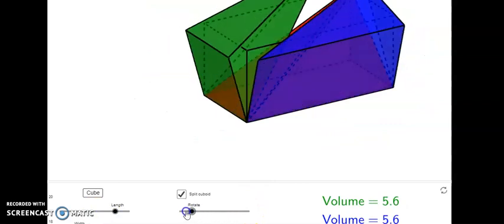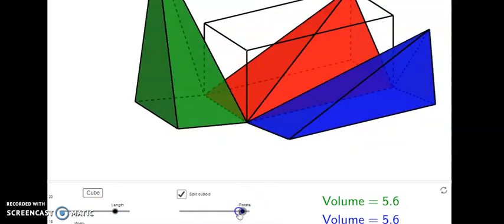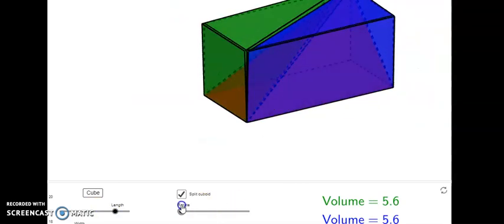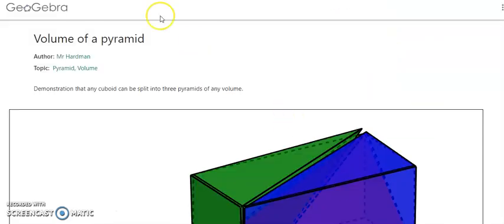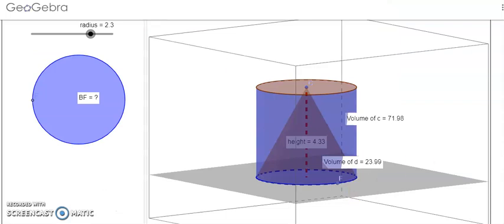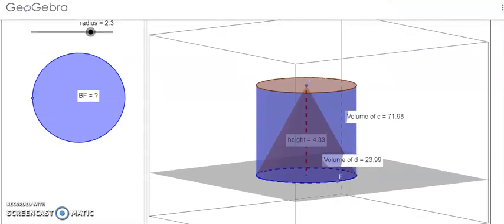Now, with the cone, that is the next figure that we have. The cone that is inscribed inside the cylinder has the relation of 1/3.